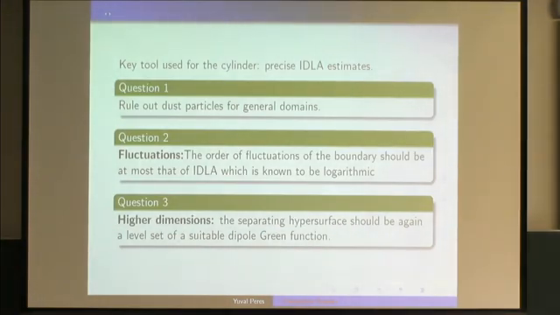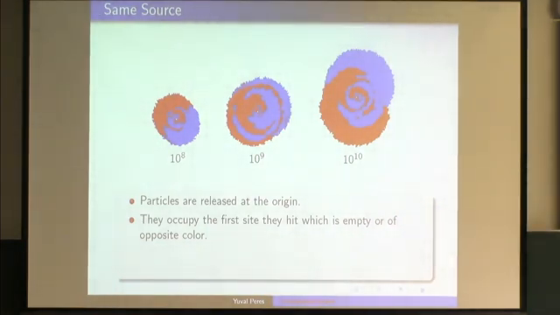Again, one can ask the same question in higher dimensions, and it seems clear that in higher dimensions you can always define the dipole Green function, and it should be a level set of that dipole Green function. Again, there are more technicalities because interfaces in higher dimensions can be more complicated. It's very easy to guess the result. Proving will involve quite a bit of work.